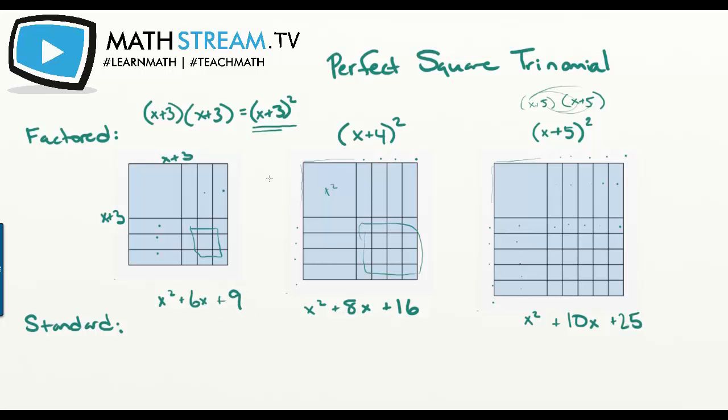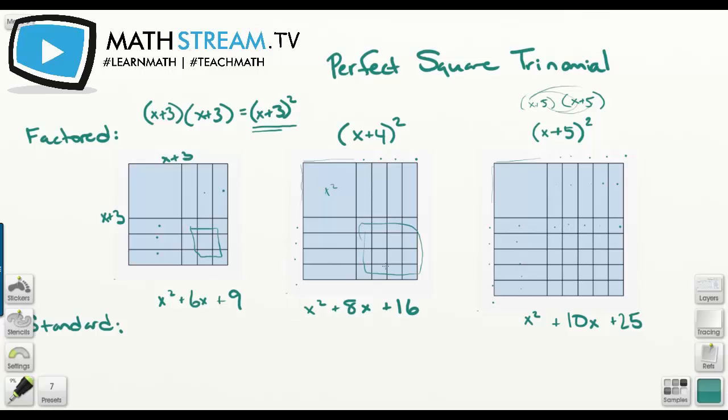So these are 3 examples of perfect square trinomials. How do we recognize a perfect square trinomial if we just have it written down? Let's use a different color here for a second.